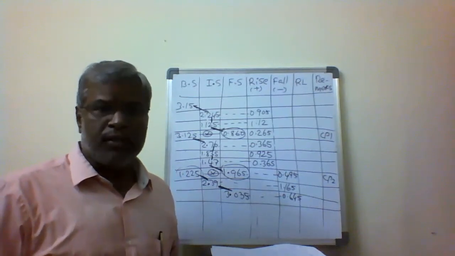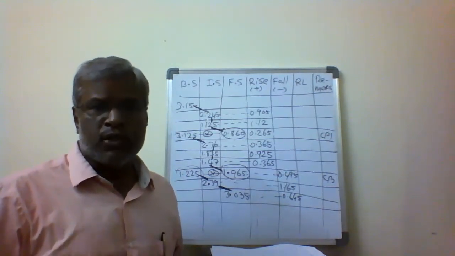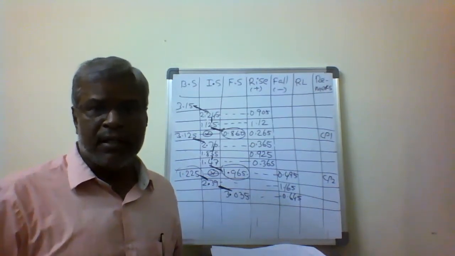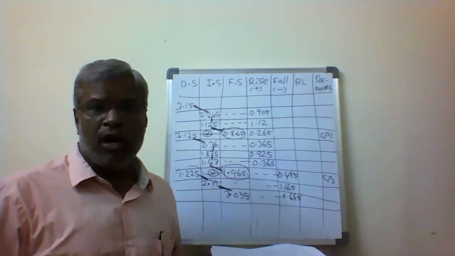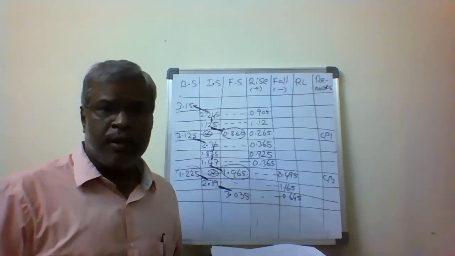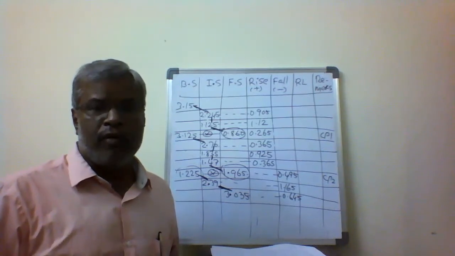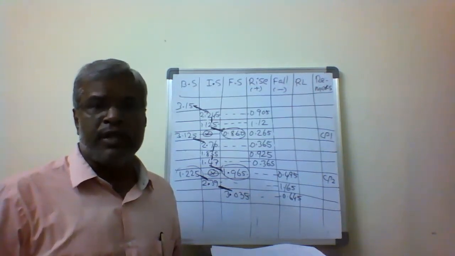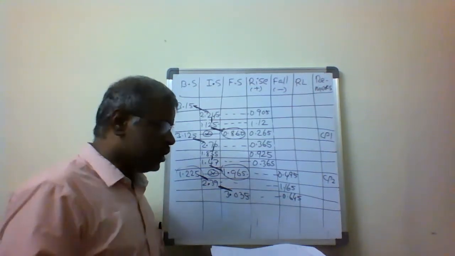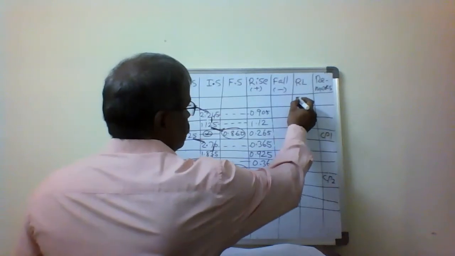So our final step is to calculate the elevations based on the rise or fall. If it is a rise, we add it to the known elevation, that is the positive one. If it is a fall, we subtract it from the corresponding reduced level. We get the reduced level or elevation of the next point. The reduced level is given as 98.085.